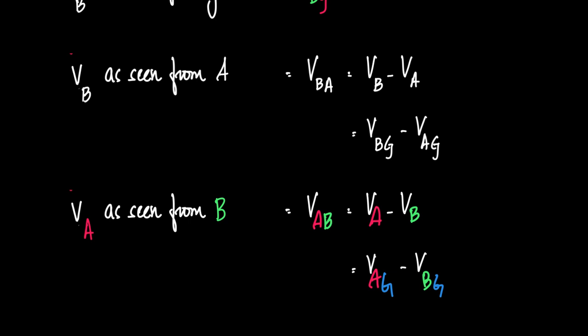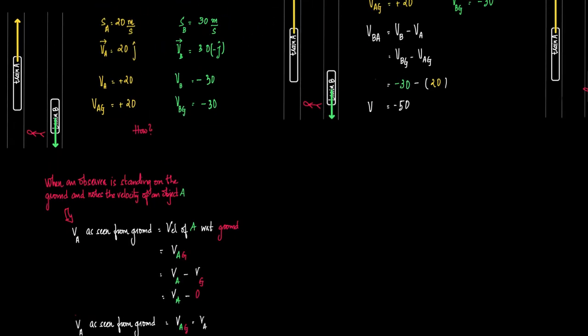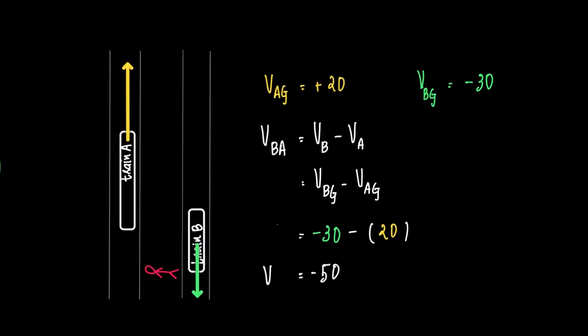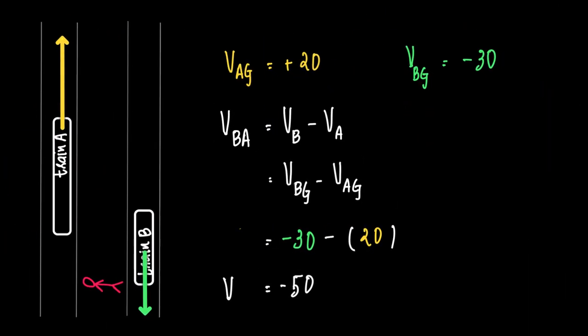Okay, so when the observer is on the ground, every velocity that is measured is relative velocity, not absolute velocity, but with respect to ground. And since ground is assumed to be at 0, the relative velocity becomes the absolute velocity. Alright? Now, keeping this in mind, let us try to now solve the question.